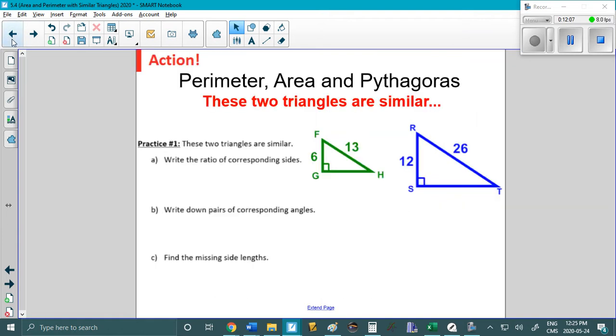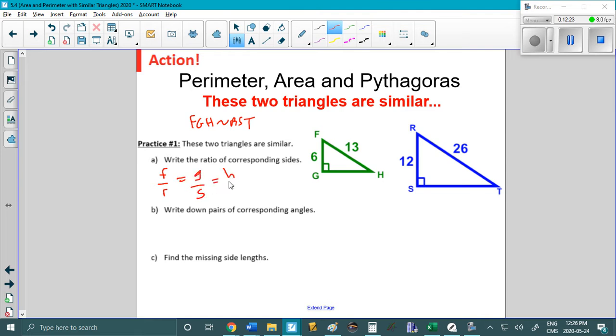All right, so practice number 1. These 2 triangles are similar. Write the ratio of corresponding sides. So this means that FGH is similar to RST. So F over R equals G over S equals H over T. Corresponding angles: angle F equals angle R, angle G equals angle S, and angle H equals angle T. Find the missing side lengths.